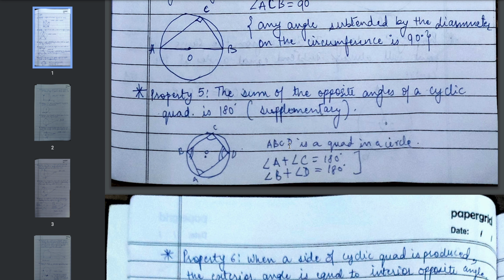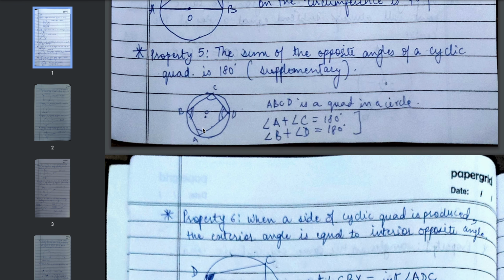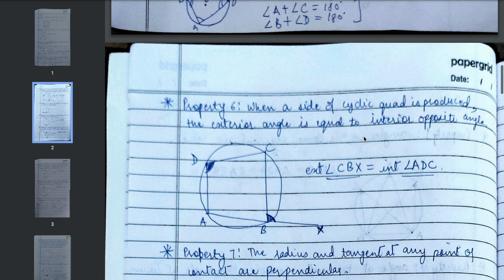Then ABCD is a quadrilateral here in a circle and cyclic quadrilateral, and if you see the sum of angle A and angle C, so they are opposite angles and their sum is equal to 180. Same goes for angle B and angle D. They are opposite angles in the cyclic quadrilateral and their sum is equal to 180 degree.